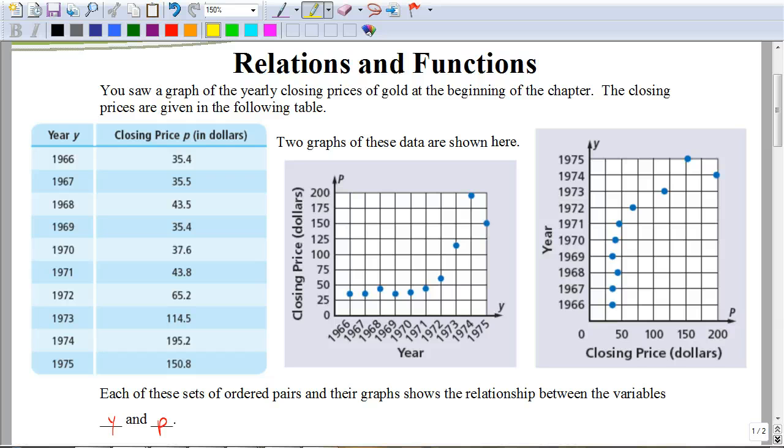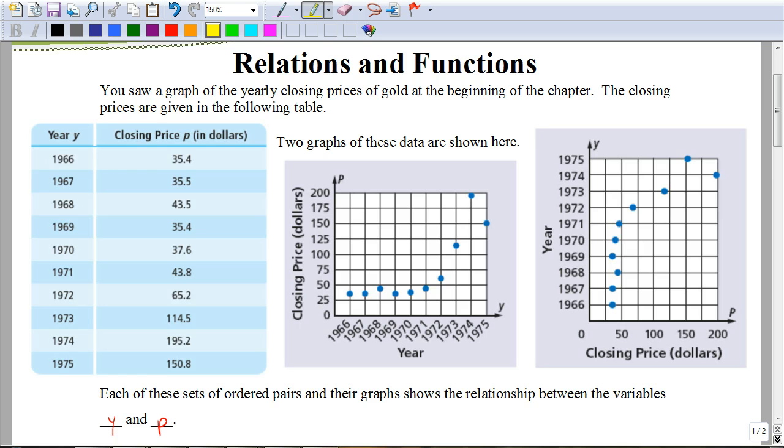First off, throughout this particular lesson, we're going to be referring back to this data here. They've given us some data as far as some closing price of gold in dollars over a period of time. And if you notice, they set up that information as a table and as a graph.